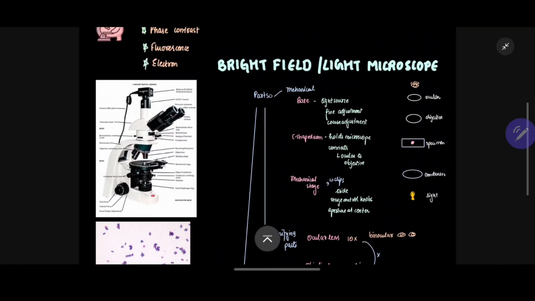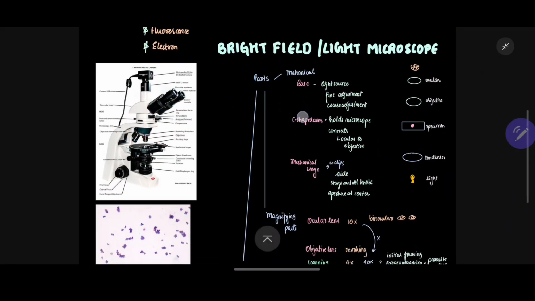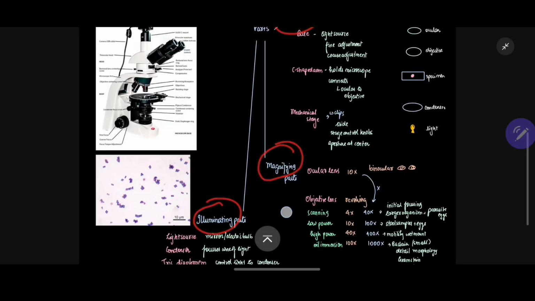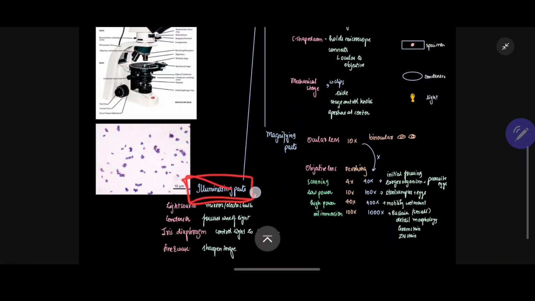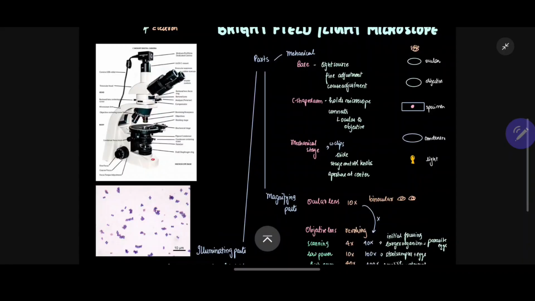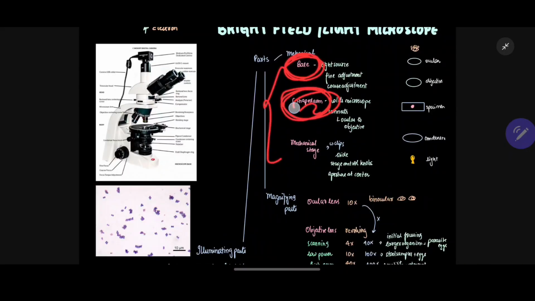Let us look at the parts before we talk about how this works. The parts are divided into three groups: mechanical parts, magnifying parts, and illuminating parts. Illuminating parts are the parts that help in illuminating, right? First, let us look at the mechanical parts. There are three. First is our base, then our C-shaped arm, then our mechanical stage.